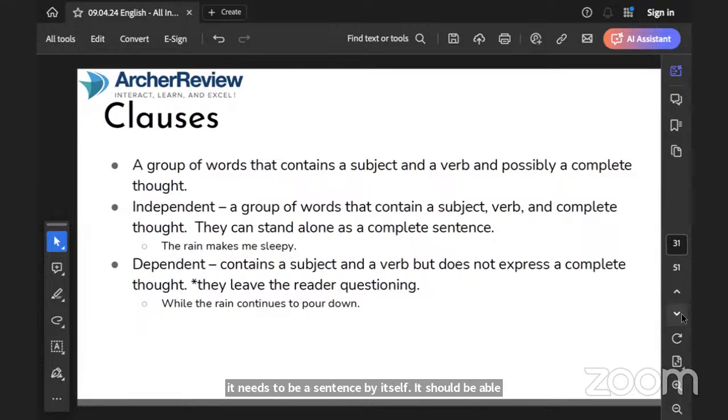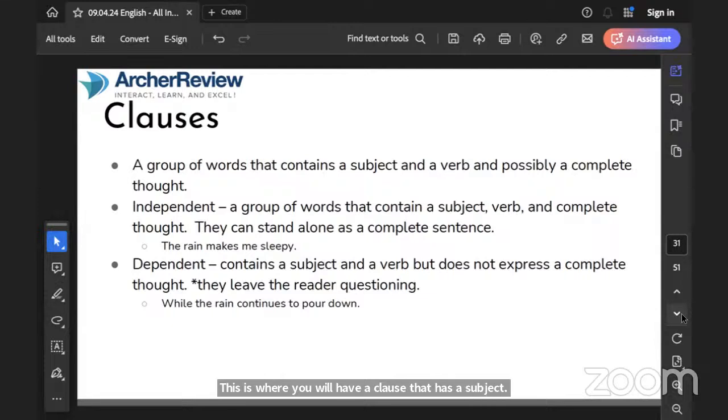So, for example, the rain makes me sleepy. What's the sentence about? It's about the rain. What is it doing? It makes. And what's the complete thought? Me sleepy.